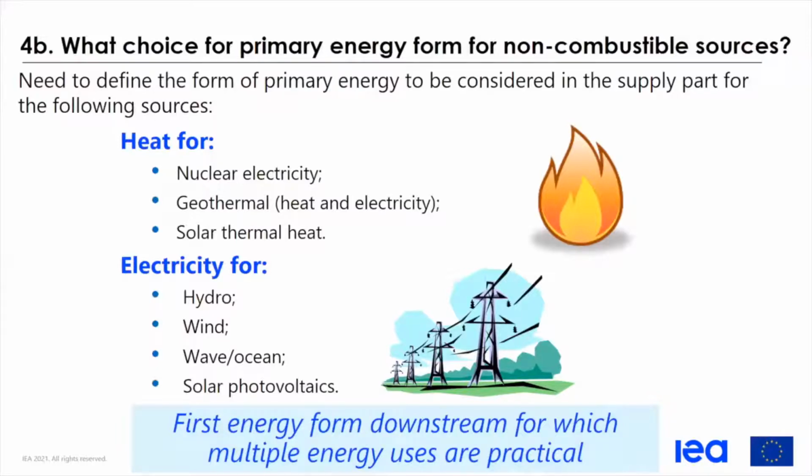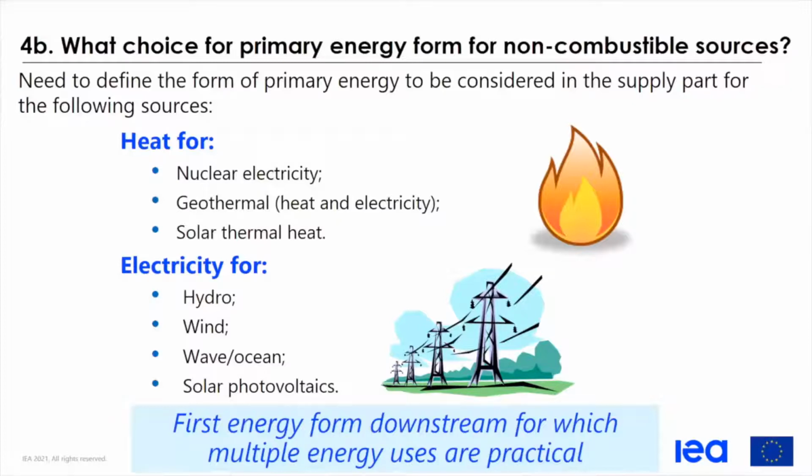For instance, in the case of hydro energy, a choice must be made between the kinetic energy of falling water in the turbines and the electricity produced. For nuclear energy, the choice is between the energy content of the nuclear fuel, the heat generated in the reactors, and the electricity produced in the nuclear reactor. For solar photovoltaic electricity, the choice is between the solar radiation received and the electricity produced.